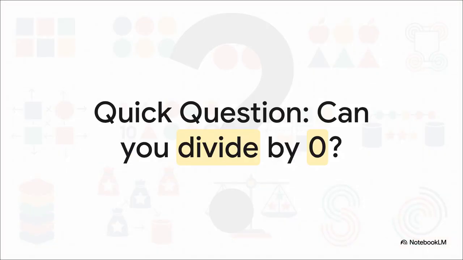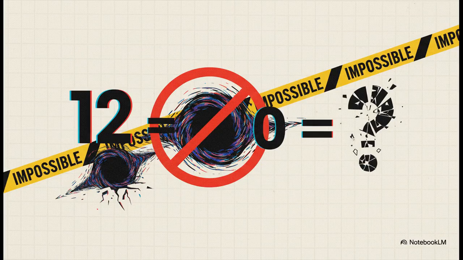All right, time for a final quick-fire round to tackle one of the biggest, most important rules in all of math. It's a simple question with a huge answer. Can you divide by 0? The answer is a huge, definite, absolute nope. It's the one rule that can never, ever be broken.